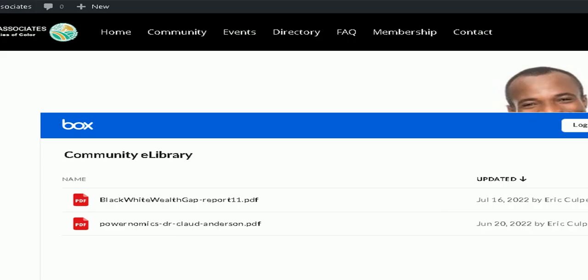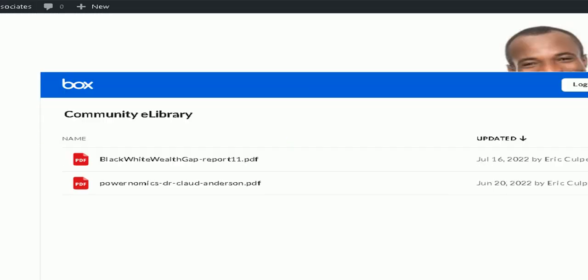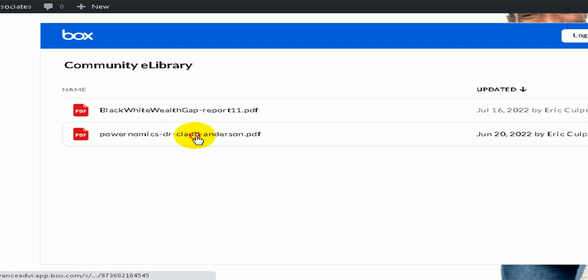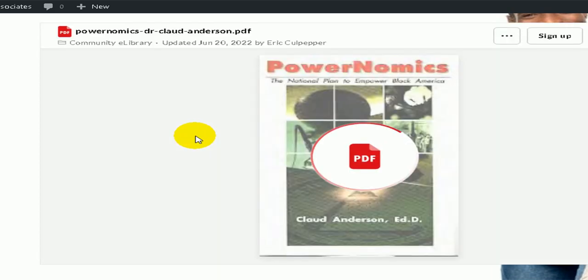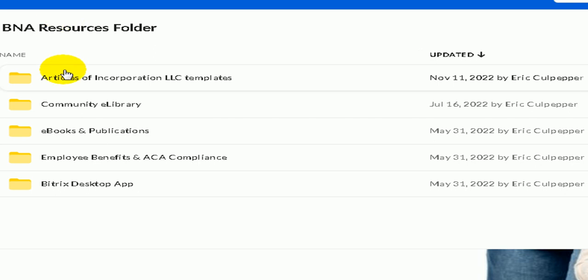You can see the ebook Powernomics by Claude Anderson, a very powerful book. Many principles of BNA were founded upon it. Now, backing up, you also have other folders of various subject matter you can browse and peruse, read or download.